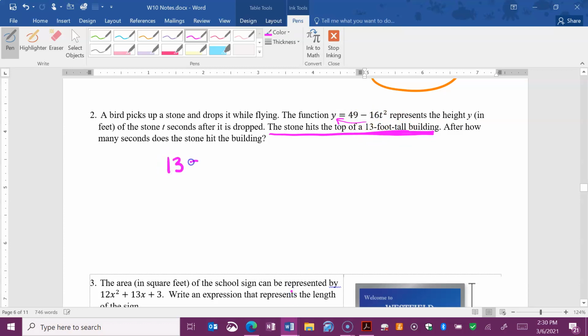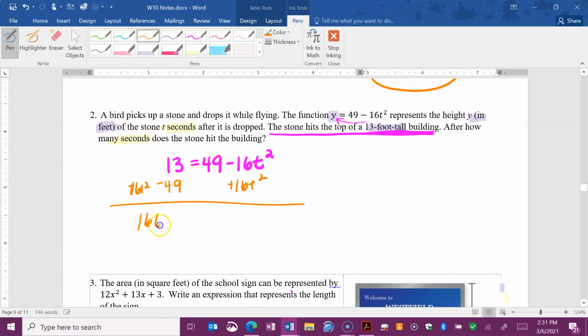So if I take 13 and I plug it in for y, and now we're going to solve for t. Again, that's because t is the amount of seconds, and that's what we're looking for, after how many seconds. And we put that 13 in for y because it says that it was feet. So we want to know that. So I'm going to go ahead and subtract 49 over here and add 16t squared over here. When I do that, I get 16t squared minus 36 equal to 0.